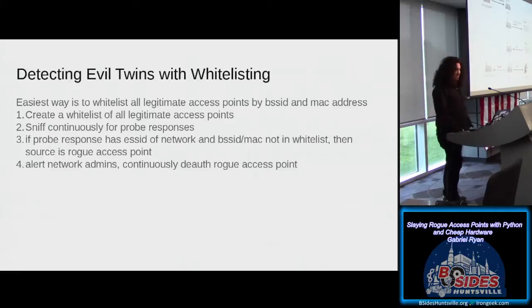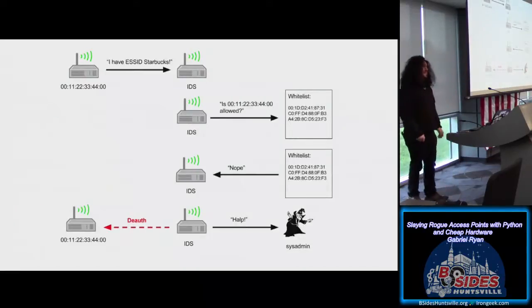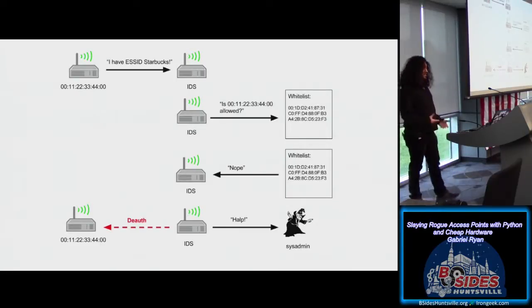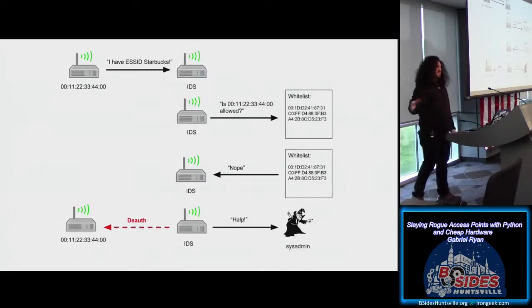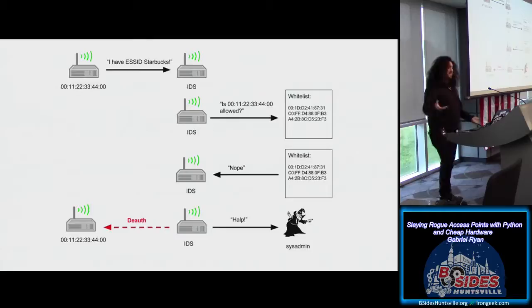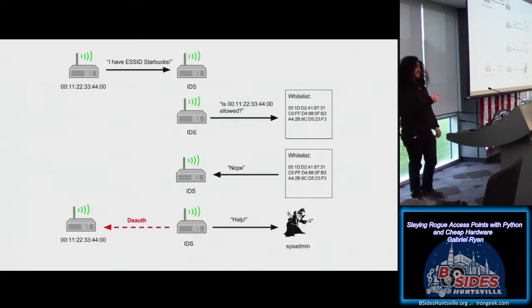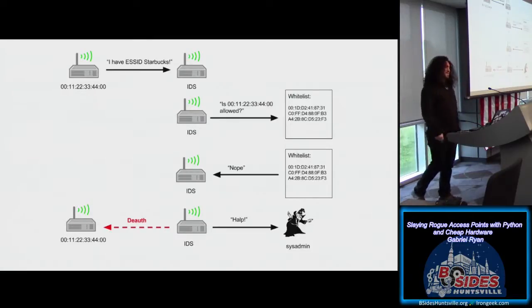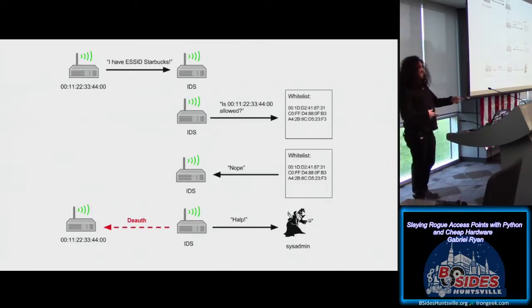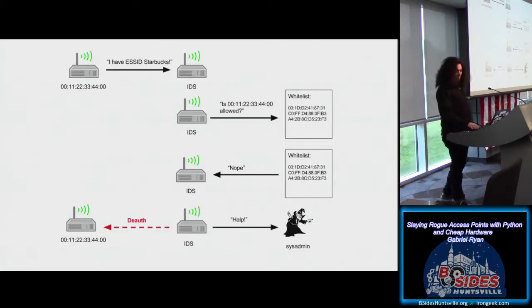And you can take action accordingly. So if we look at this diagram here, the rogue access point is over on one side, and it's saying, I have ESSID Starbucks. You happen to be the Starbucks network admin, so you have this IDS set up, and your IDS sends a query to your whitelist API, saying, is this BSSID 001122334400 allowed? Is it in our whitelist? The whitelist API responds and says, nope, it's not. So the IDS alerts the sysadmins, and you can take action, like deauthing the rogue access point.